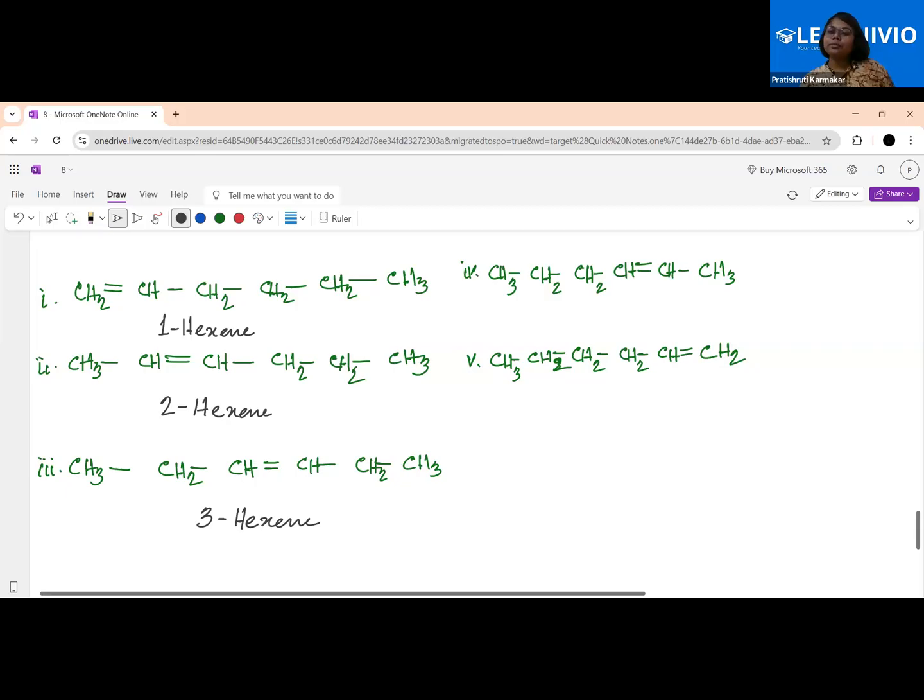Fourth one. 2-hexene. And the fifth one? 1-hexene. So why are these not 4-hexene and 5-hexene? Why are these 2-hexene and 1-hexene? Because we take from the least one. We take from that side where the double bond comes at the lowest number, right? Yes, ma'am.